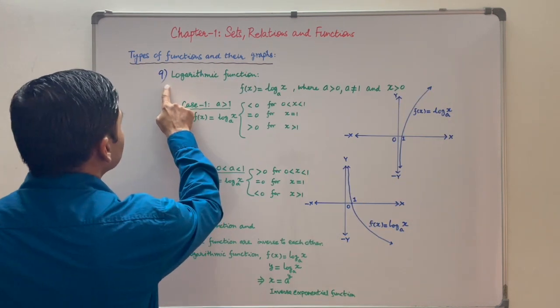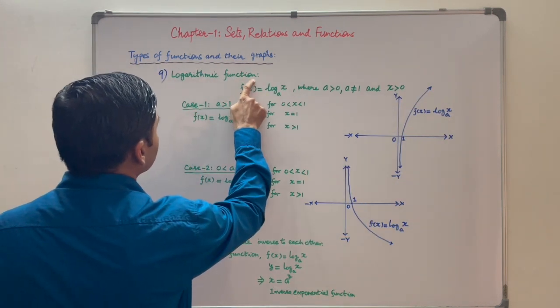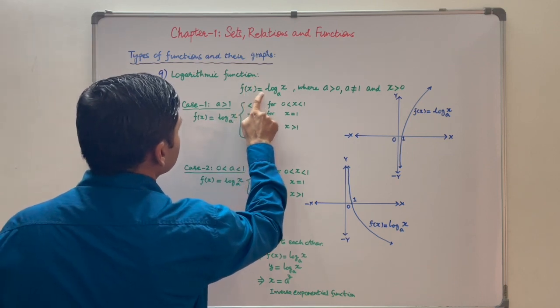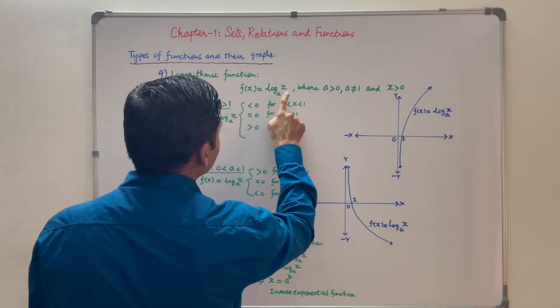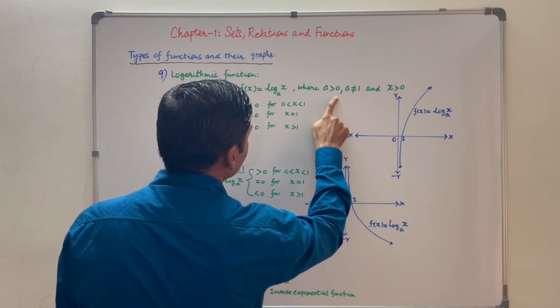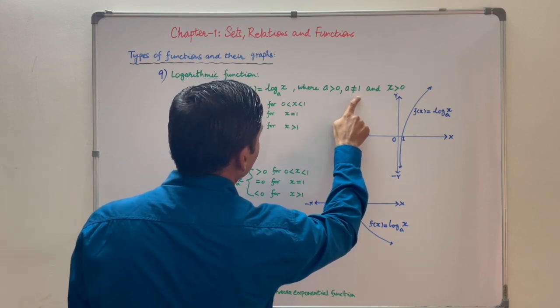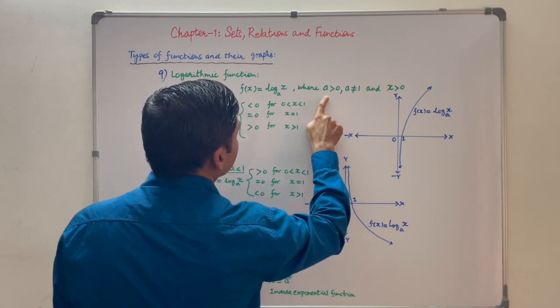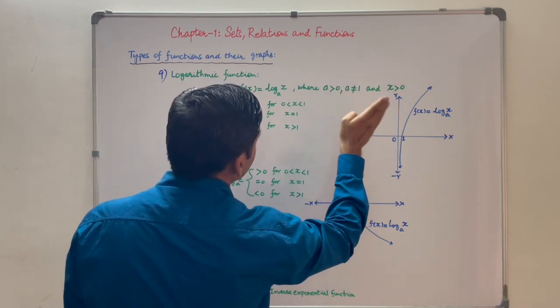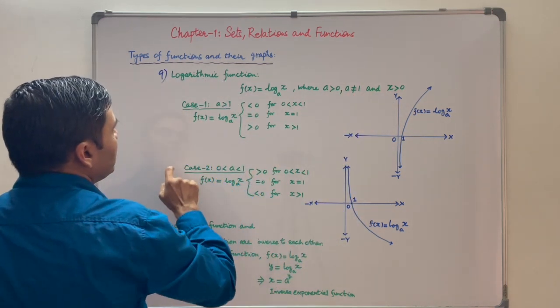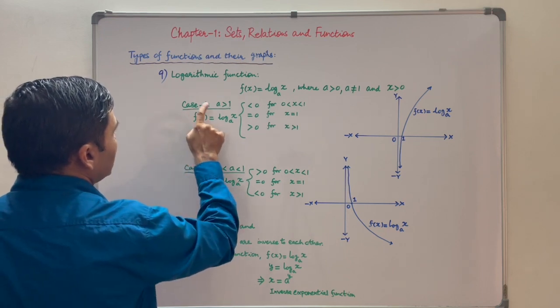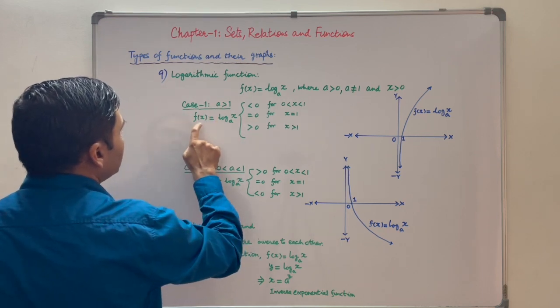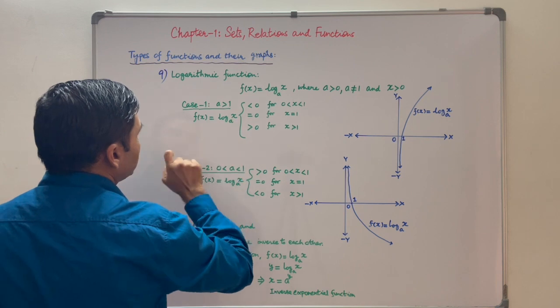Ninth function is logarithmic function. It is given by f(x) is equal to log x base a, where a is greater than 0, a is not equal to 1, and x is greater than 0. So a can be either between 0 to 1 or greater than 1. Accordingly, we will consider two cases. Case 1, when a is greater than 1. f(x) equal to log x base a.